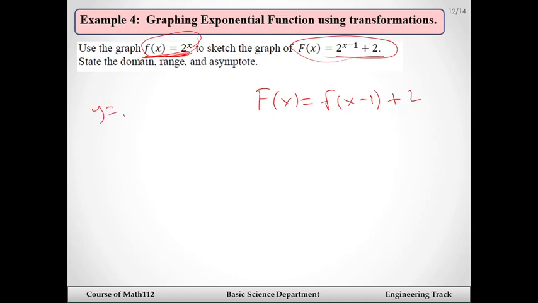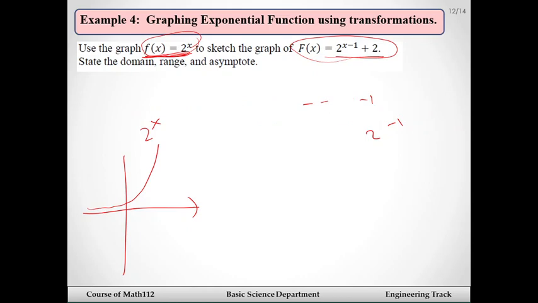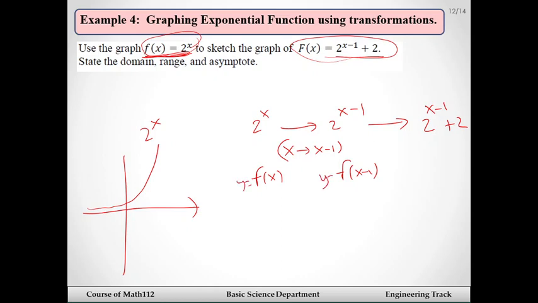Now, how can you get the graph of such a function? You transform f of x to this one, so how is the graph affected? This is 2 to the x, and this will be 2 to the x minus 1 plus 2. Generally I do it this way; maybe you learned it in other ways. 2 to the x becomes 2 to the x minus 1, and then plus 2. Here x is replaced by x minus 1, so f of x becomes f of x minus 1. What does this type of change give you? A shift of 1 unit right.